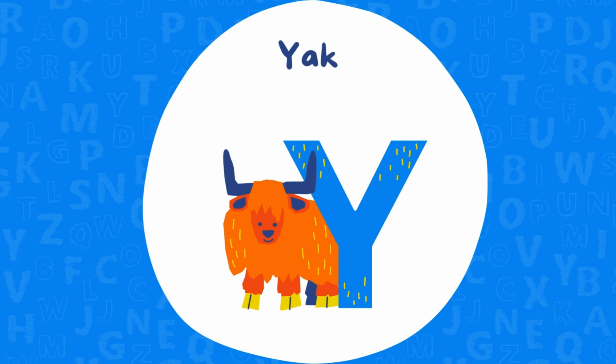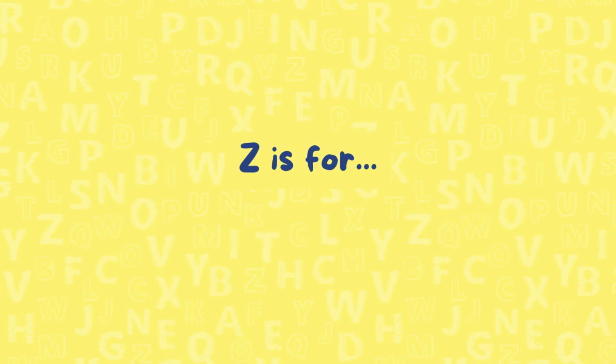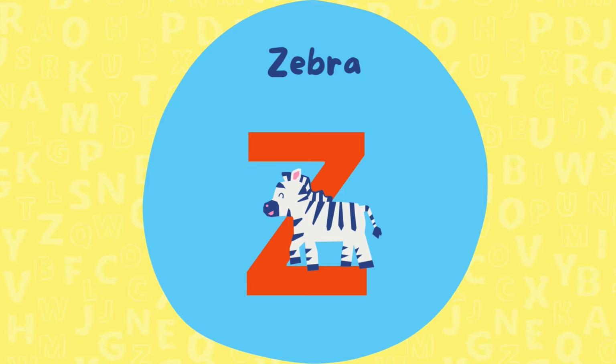yuck. Yuck. Z is for zebra. Zebra. Now I know my ABC.